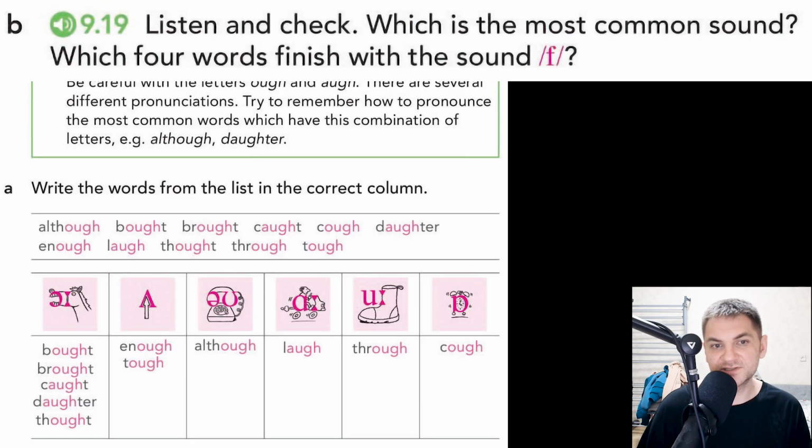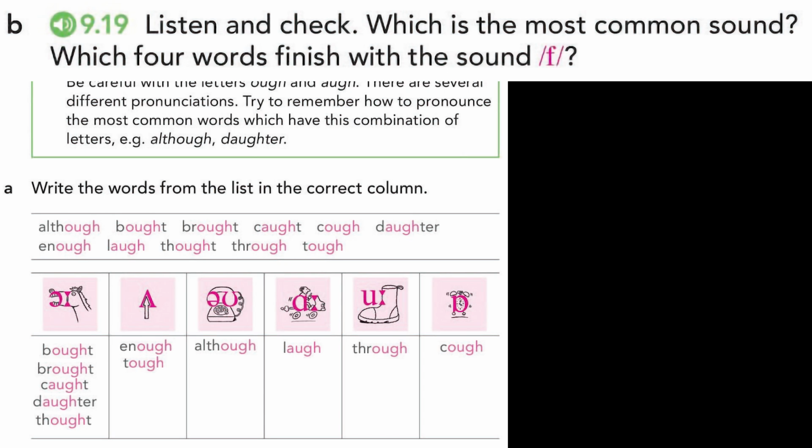After the audio finishes, answer 2 questions. Which sound is the most common? Look at the columns. Which one has the most words? And which 4 words finish with the F sound? Listen carefully to the end of each word. This will help you understand the patterns in these tricky words.